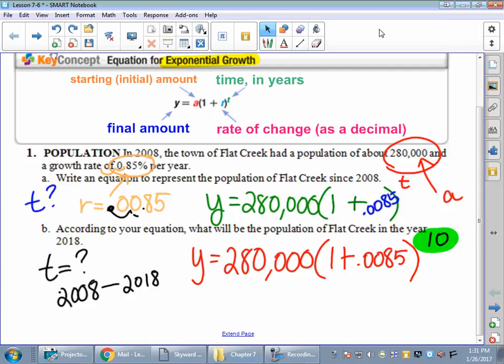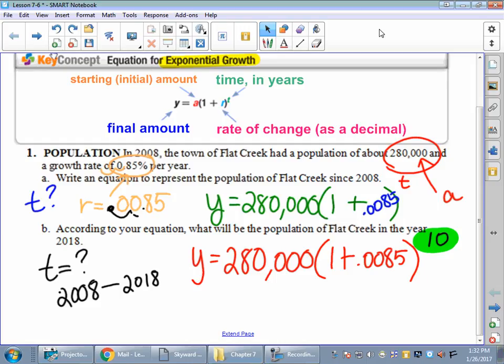Now this is where your calculator work gets important. So here's what you should do. You should start with doing the parentheses because that's what PEMDAS tells us to do. So go to your calculator, do 1 plus 0.0085. Take your exponent button, because that's the next thing in order of operations, and take that number to the 10th power. Then multiply, because that's the next thing in order of operations, multiply whatever you get for that decimal weird answer by 280,000.